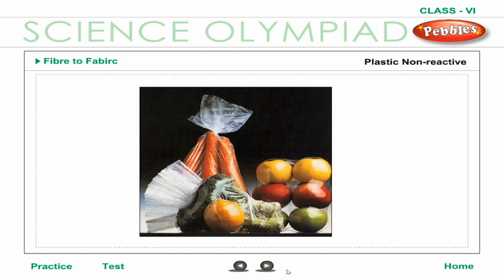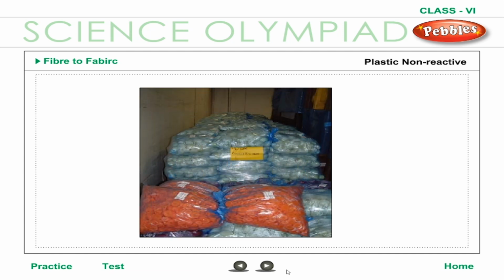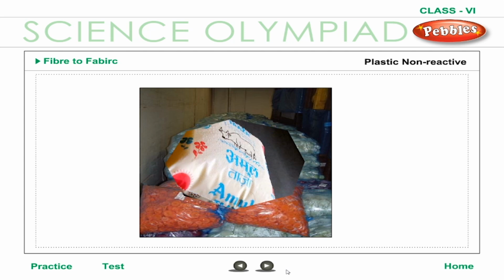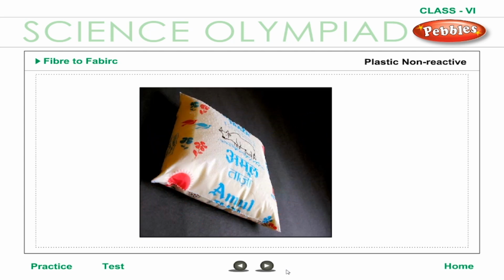Plastic is non-reactive. You know that metals like iron get rusted when left exposed to moisture and air. But plastics do not react with water and air. They are not corroded easily. That is why they are used to store various kinds of material including many chemicals.